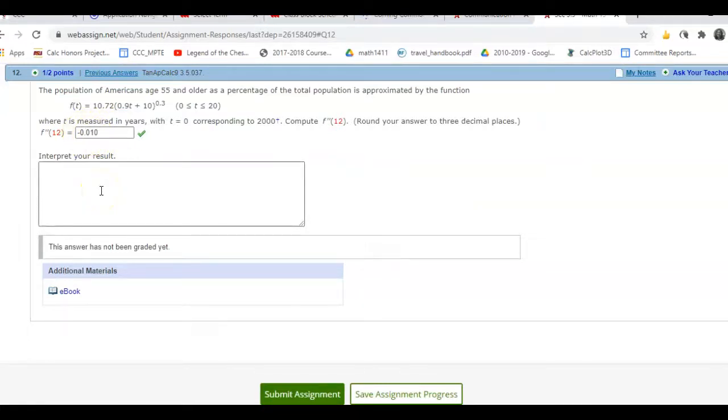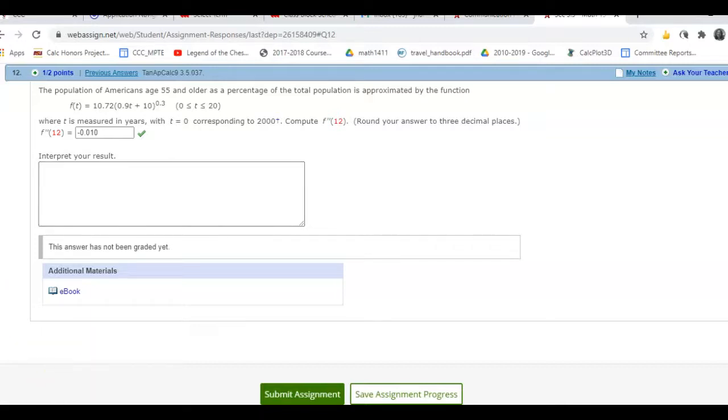It says that the population of Americans age 55 and older as a percentage of the total population is approximated by the function f of t equals 10.72 times (0.9t plus 10) raised to 0.3, where t is between 0 and 20. t is measured in years. t equals 0 corresponds to the year 2000. Compute f double prime at 12 and round your answer to 3 decimal places.